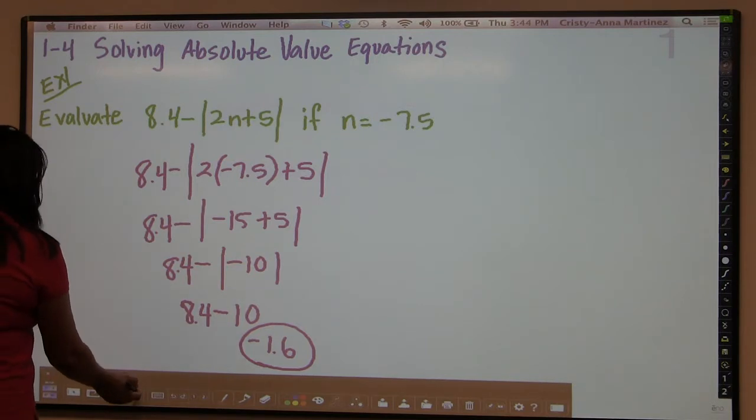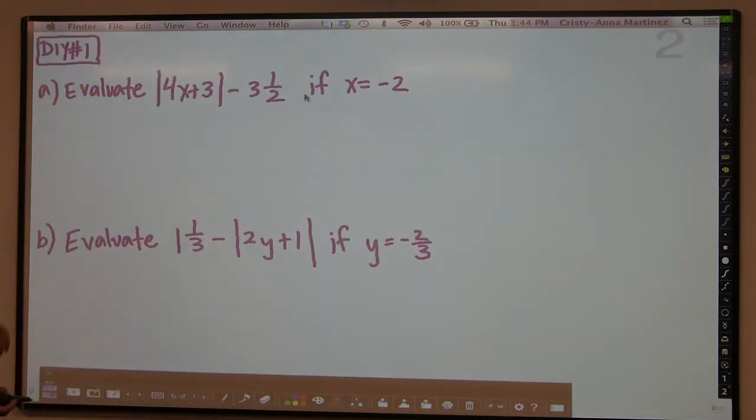So now you can try these two examples, and then we will proceed to the actual solving process.